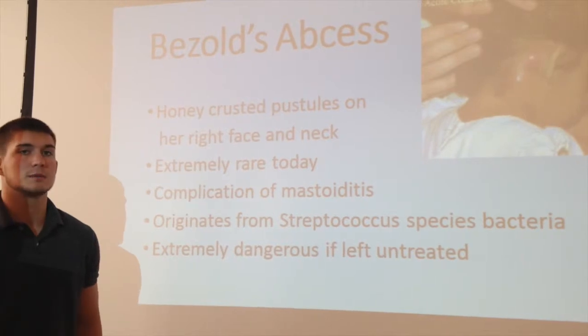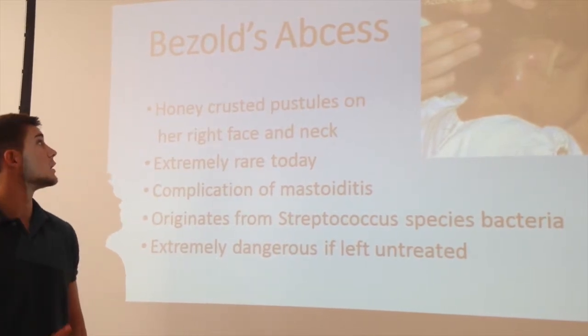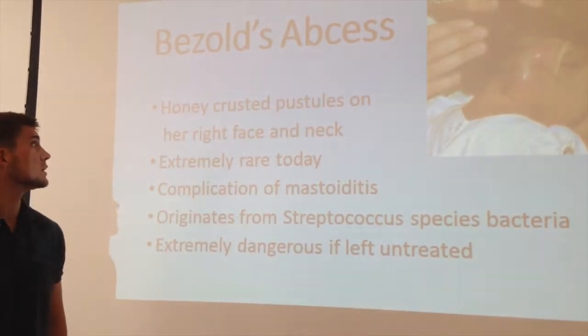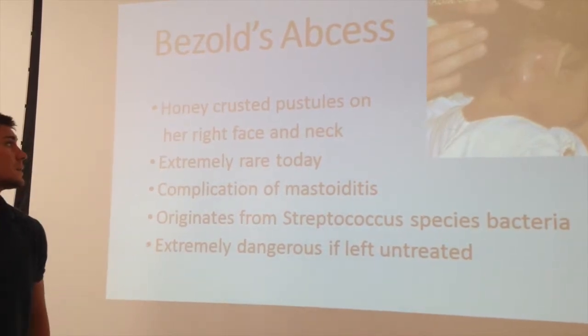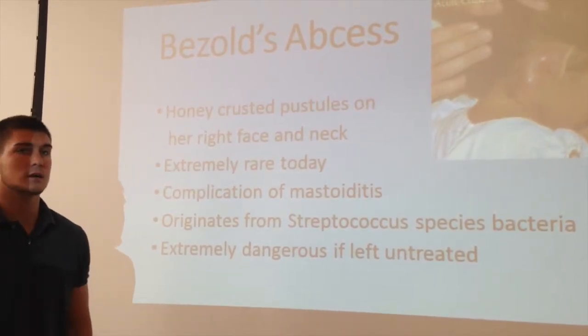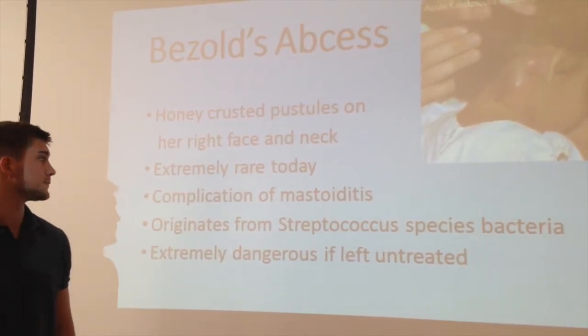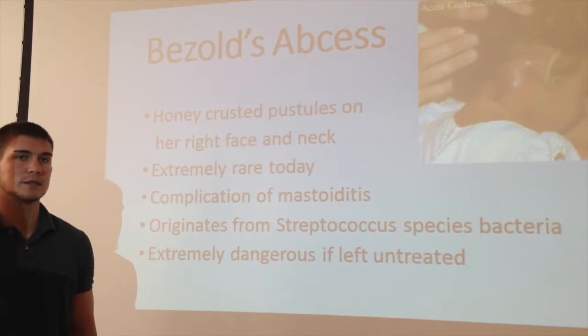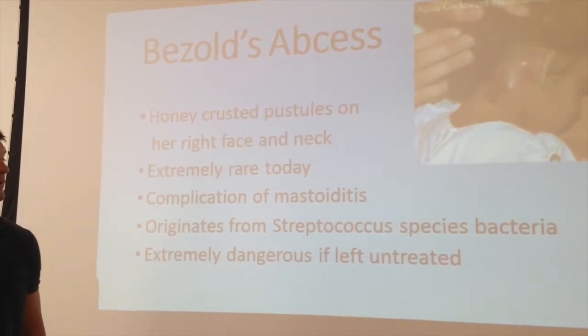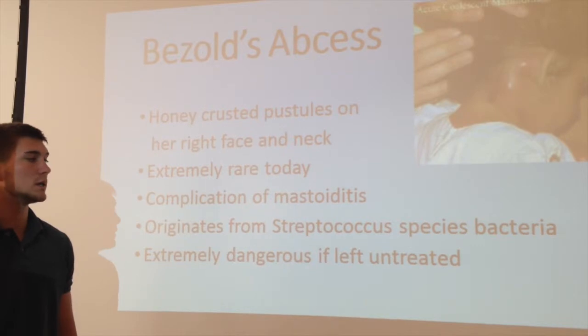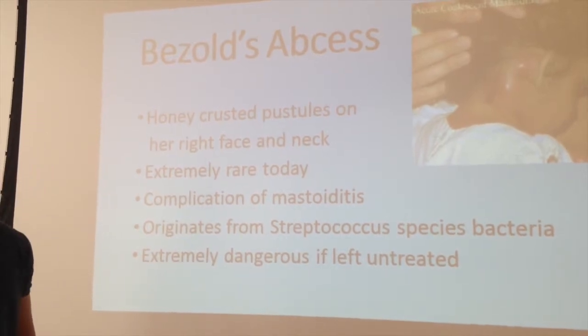Another symptom a subject with PSGN would have, or could have, is Bezold's abscess. Our subject experienced honey-crusted pustules on her right face and neck. Today, this Bezold's abscess is extremely rare. It is a complication of mastoiditis, and it originates from Streptococcus species bacteria, and if left untreated, it's extremely dangerous. They're called Bezold's abscess because they were first discovered by a man named Friedrich Bezold. These are extremely rare today because of current antibiotics.